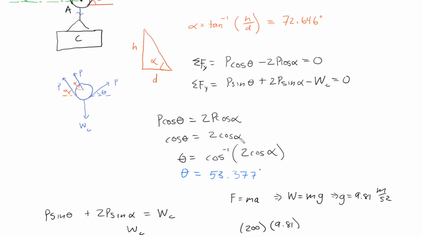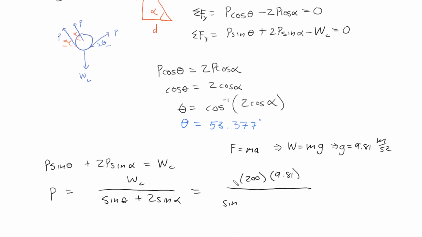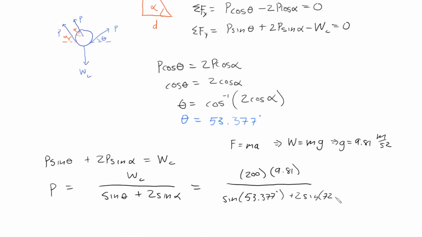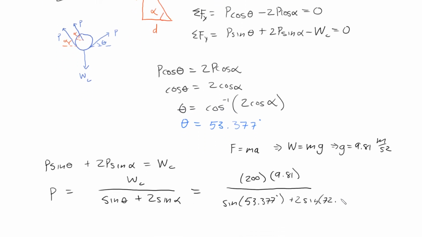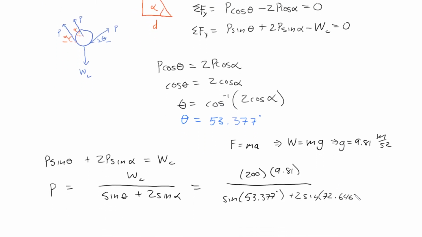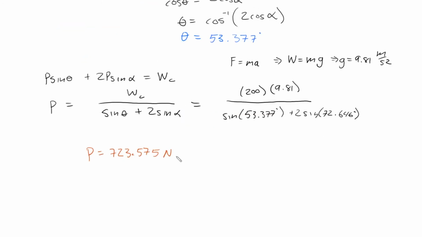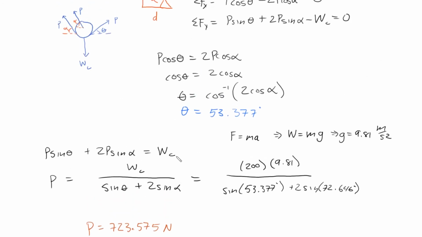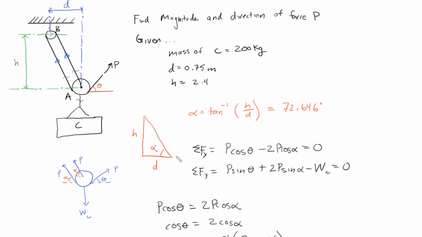So we define alpha as 72.6. Oh, well, this will be 53.377 plus 2 sine of 72.646. After plugging into my calculator, I got 723.575 newtons. And what we wanted to find is the magnitude and direction.